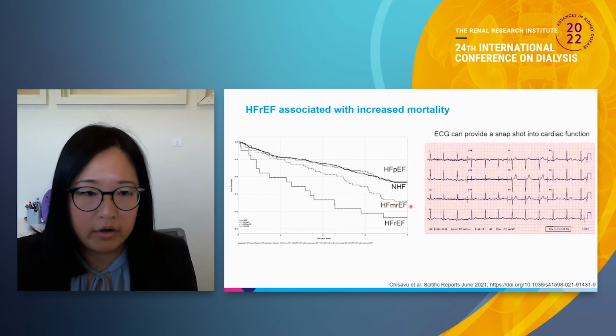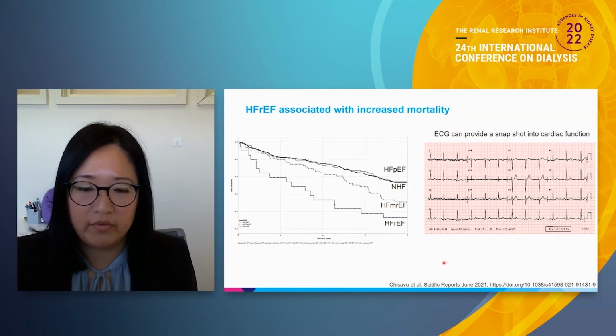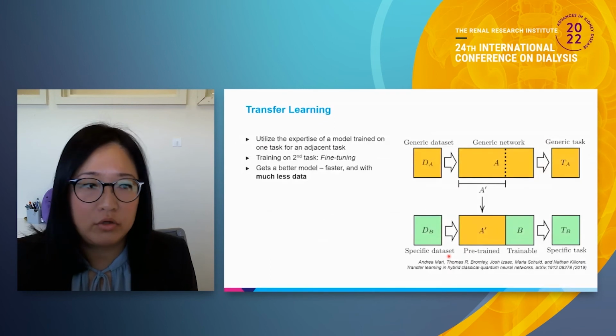So while echocardiograms are actually the definitive way of evaluating left ventricular ejection fraction, ECGs do offer a snapshot view of patients' cardiac function. They're cheap, frequently done, and can be obtained in an outpatient setting. And therefore, we attempted to build a model to predict LVEF using ECGs in patients on hemodialysis. Since machine learning models require a large amount of training data, building a model using just data from hemodialysis patients may not result in a high-performing model.